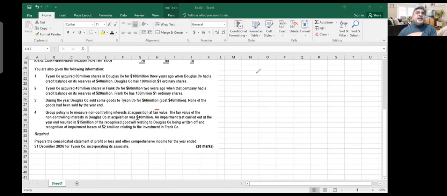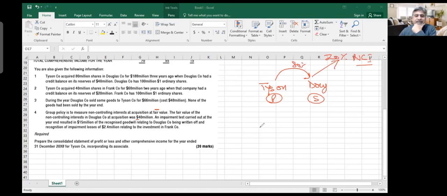Of course, non-controlling interest will only be in Douglas, not in Frank, because Frank is not your subsidiary. In fact, you are non-controlling interest in Frank. Always remember, this is very interesting. I'm going a little bit away to make you understand some concept. This is Tyson, the parent, and this is Douglas, the subsidiary. Tyson purchased 80% in Douglas, so in Douglas there is someone else who holds 20%, and that someone else is called NCI.